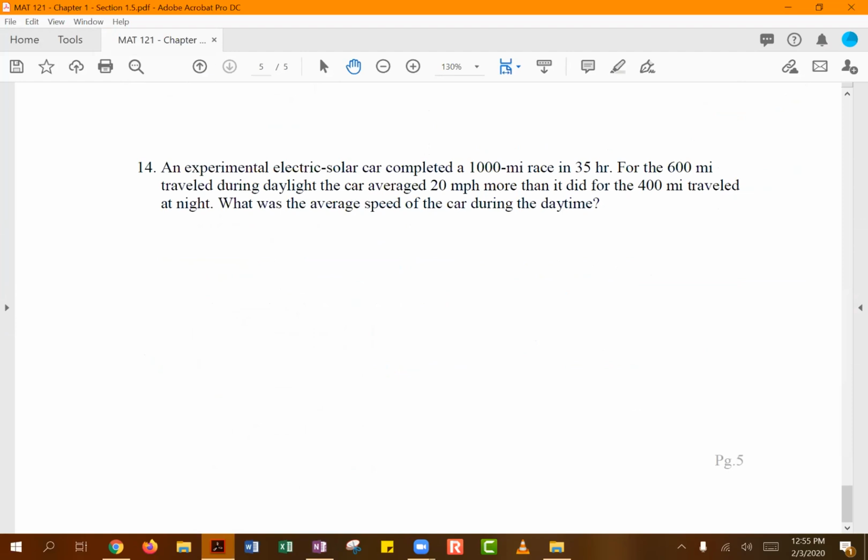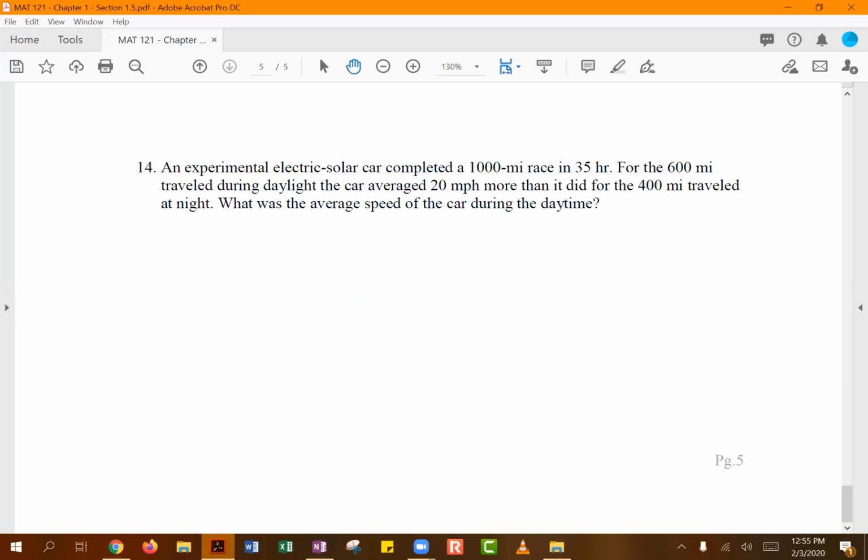An experimental electric solar car completed a 1,000-mile race in 35 hours. For 600 miles, it traveled during daylight and averaged a speed of 20 miles per hour more than when it traveled at night, and it completed 400 miles. So 600 in day, 400 at night. It's averaging 20 miles per hour faster in the daytime than nighttime, and they want to know what was that average speed during the daytime.